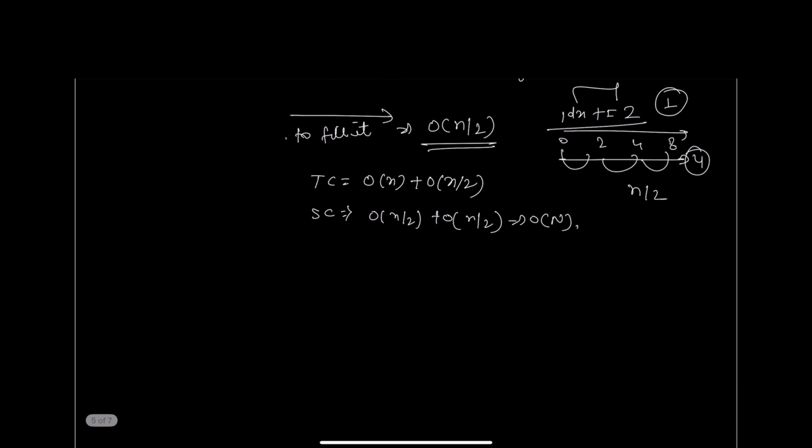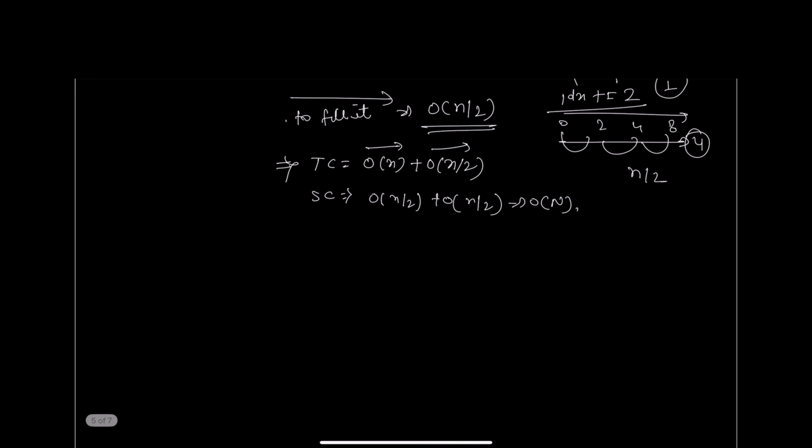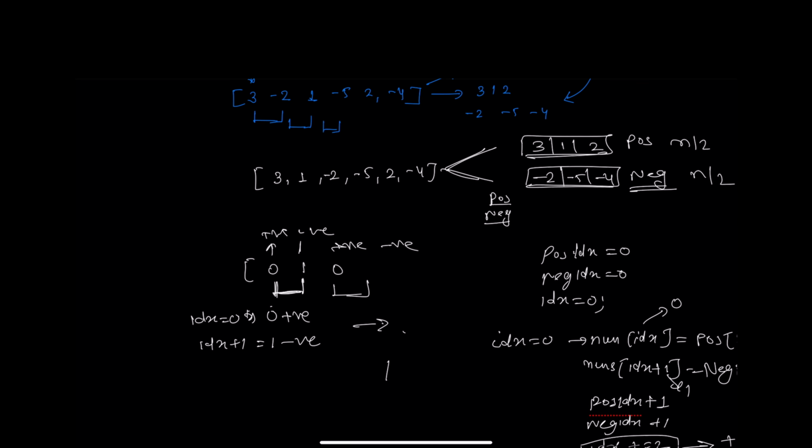Now can we optimize it further? So let's see where is the possibility of optimization. For time complexity, we have O of n plus O of n by 2. So maximum we can reduce it to O of n, since we need to iterate the whole array. But the space complexity, we can reduce it to constant space. Let's see how. So let's take our example.